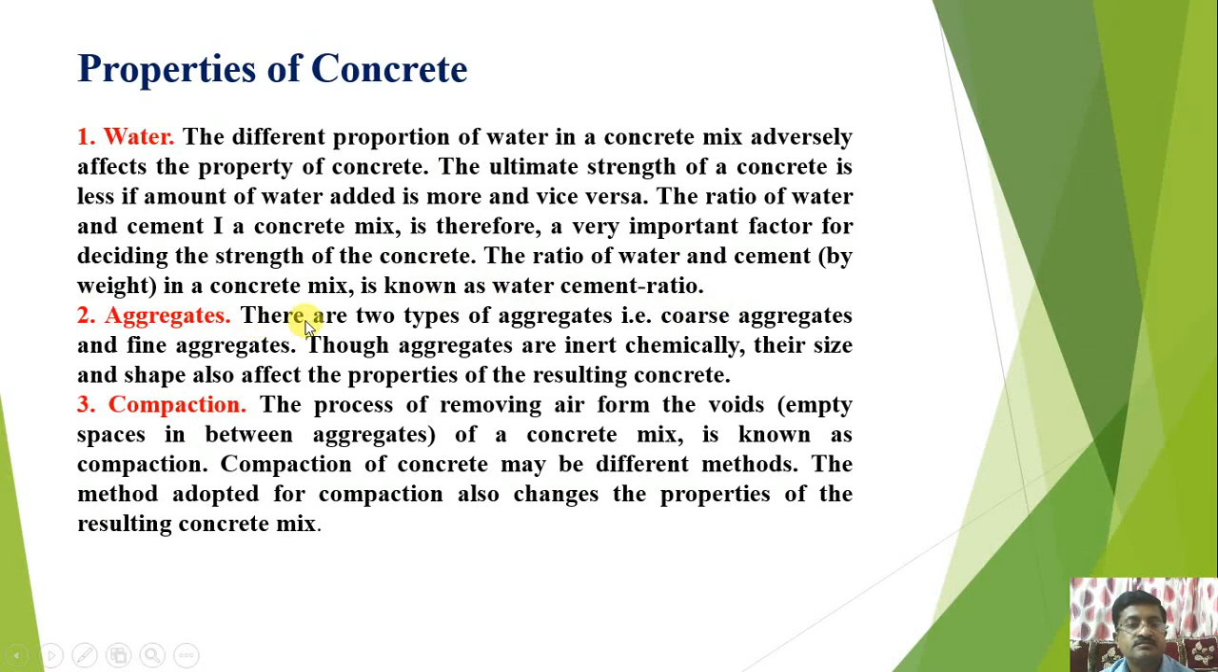Second, aggregates. There are two types of aggregates, coarse aggregates and fine aggregates. Though aggregates are chemically inert, their size and shape also affect the properties of the resulting concrete. Compaction: the process of removing air from the voids, the empty spaces between the aggregates of a concrete mix, is known as compaction. Compaction of concrete may be done by different methods. The method adopted for compaction also changes the properties of the resulting concrete mix.